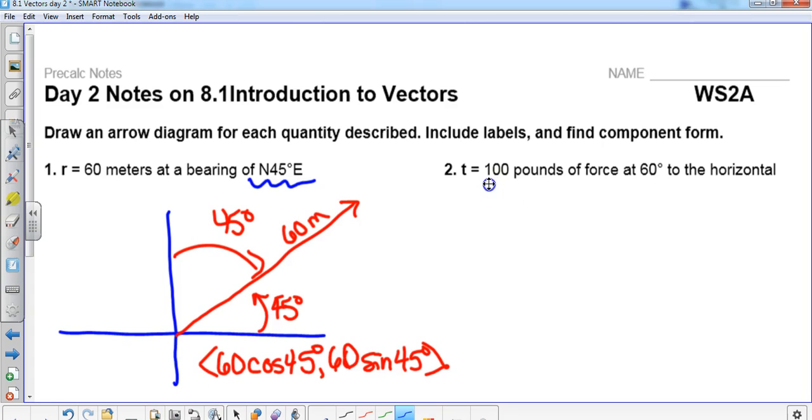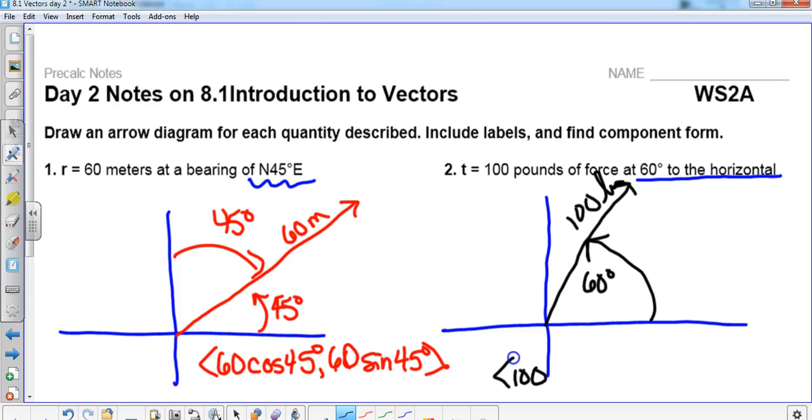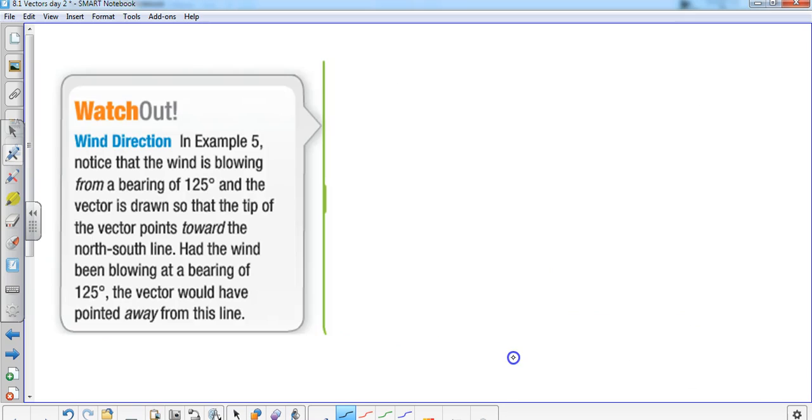Okay. What about over here? 60 degrees to the horizontal means you're going around off the positive x-axis. So it says 100 pounds of force at 60 degrees here. So it would just be what? 100 cosine 60, 100 sine 60. You are good. Everybody okay? I know you could type those in if you needed to.